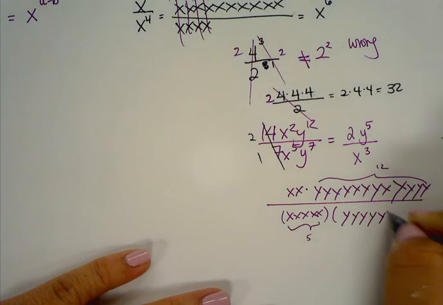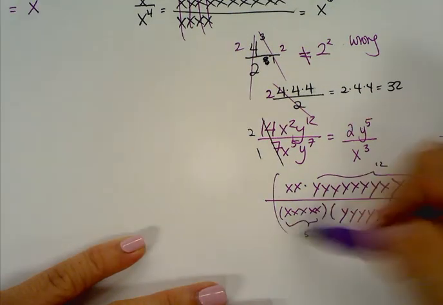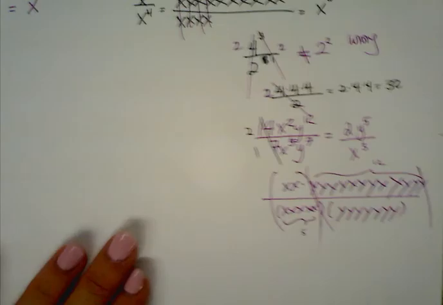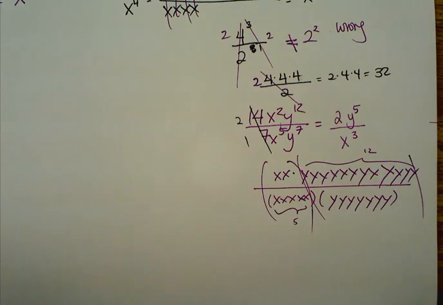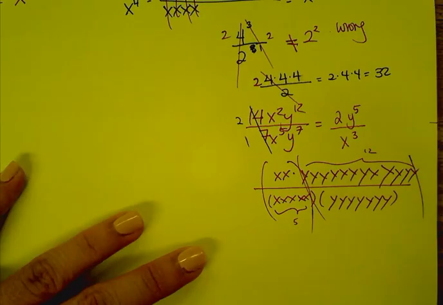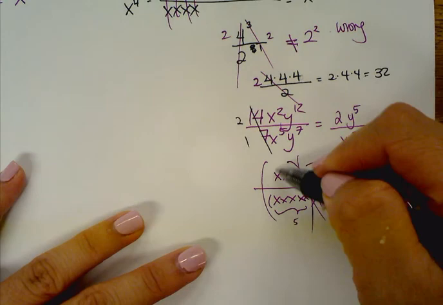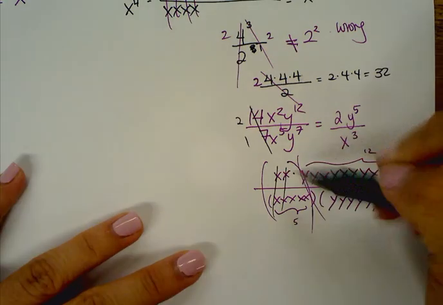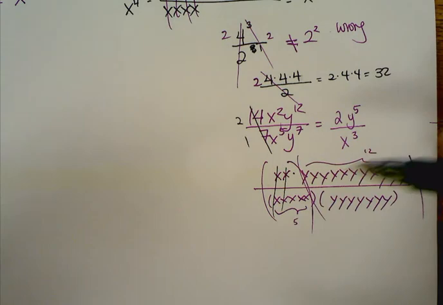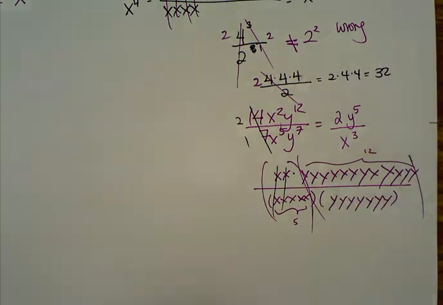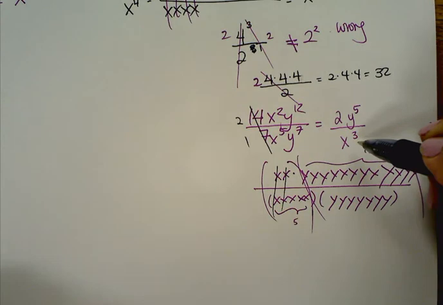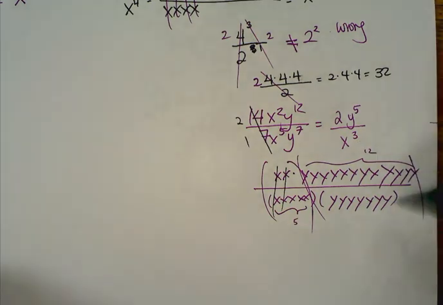Okay, so the X's are going to battle it out and the Y's are going to battle it out. Right? When you start canceling them, how many at most can you cancel? 2. Well, who has more, the top or the bottom? So in the end, who's going to have X's left over? The bottom. How many are they going to have? 3. So there's 3 of them on the bottom. When the Y's battle it out, who has more? The top. How many more does the top have? 5 more. So you're going to have 5 on the top.